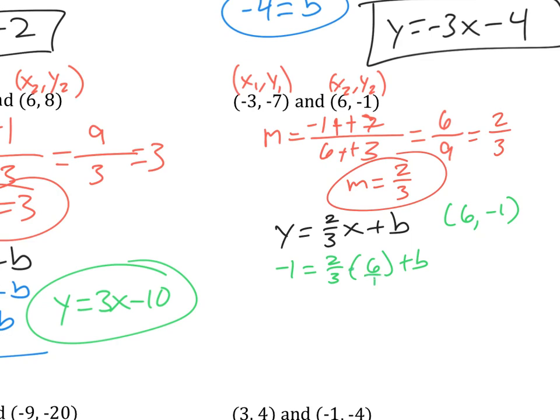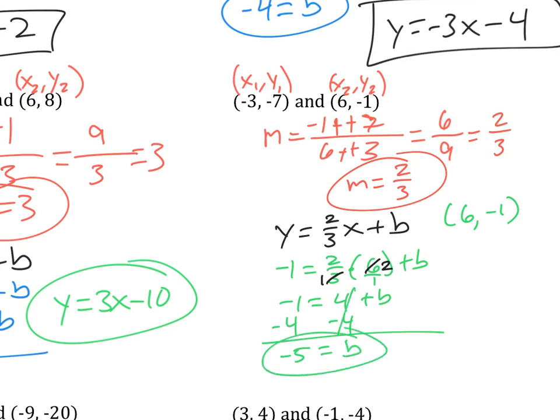So we can actually cancel out a little bit. We know that 6 and 3 both have a common factor of 3. So this cancels out, and we can take out those factors. This becomes 1, that becomes 2. So really, 2/3 times 6 is going to be 2 times 2, which is 4. So this will simplify to negative 1 equals 4 plus b. Subtract 4 on both sides. Negative 5 is equal to b. So our equation here is y equals 2/3 x minus 5.